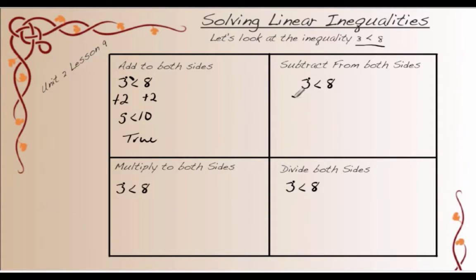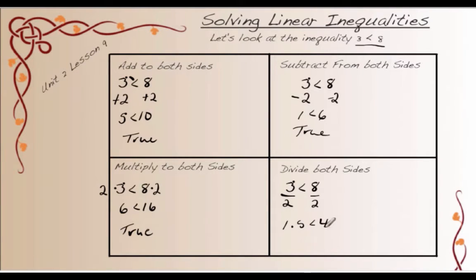Okay. Now I'm going to subtract from both sides. 1 is less than 6. And that's still a true statement. Okay, now I'm going to multiply by 2. 6 is less than 16. Okay, this is like getting really boring, right? That's still true. And now I'm going to divide by both sides. I'm going to divide by 2. 1.5 is less than 4. So really all we've done is we've shown here that this particular problem holds true for the basic 4 operations with the number 2. I'm going to just lead you on a little bit more.